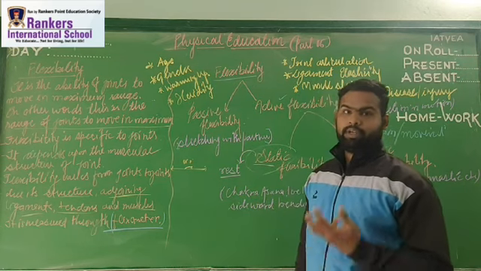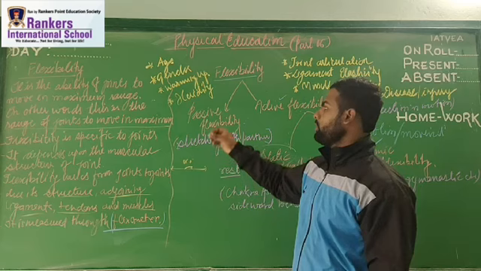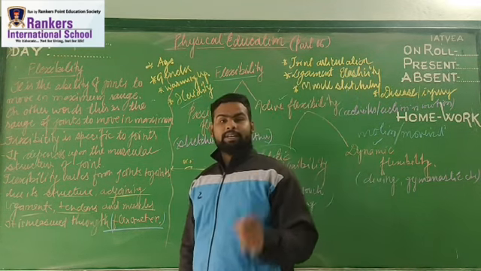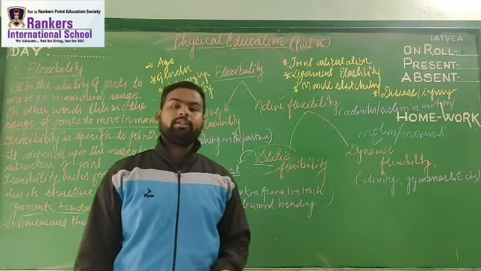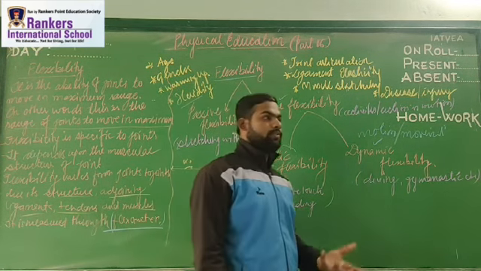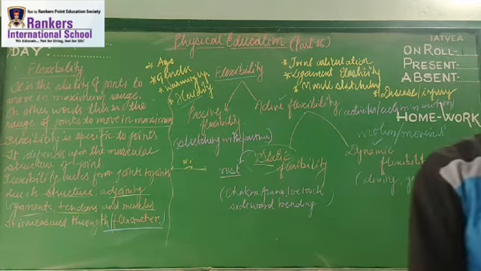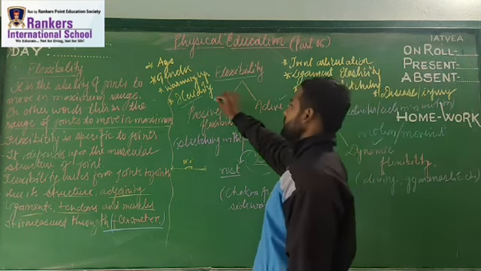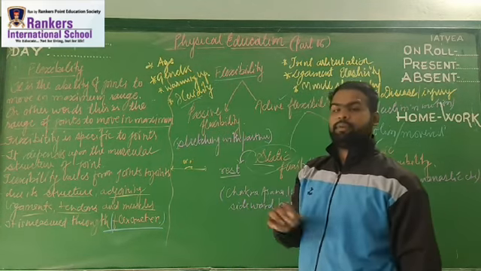Next is heredity. What is heredity? Flexibility also depends on heredity. It is the transfer of character. It is a recombination and transcription of DNA from parents to the child, right? Heredity is the transfer of genes, the transfer of DNA from mother and father to the child. Okay. So it also depends on that.